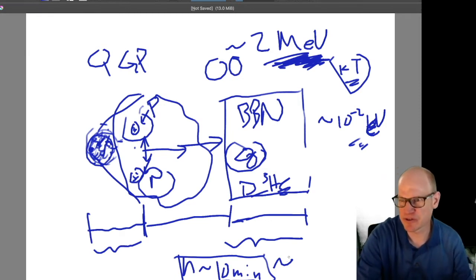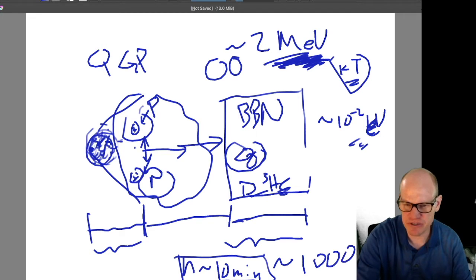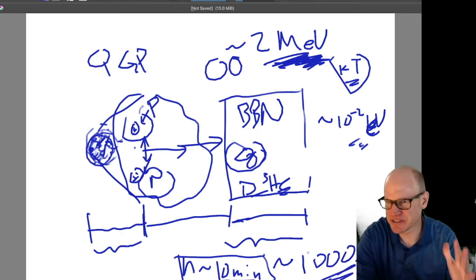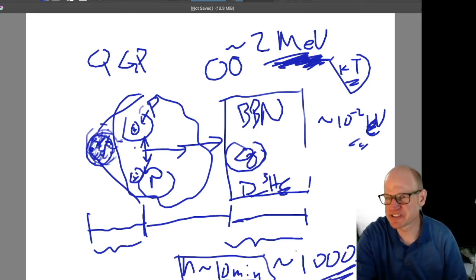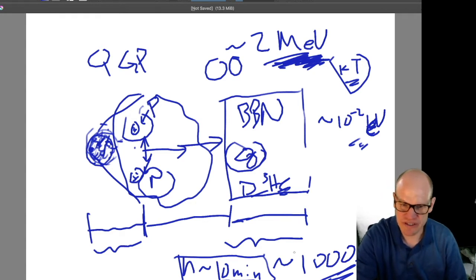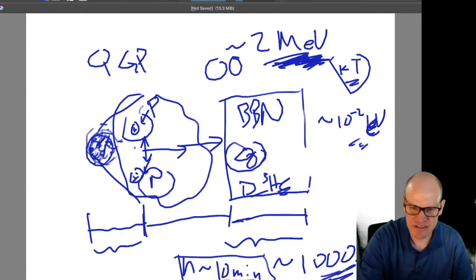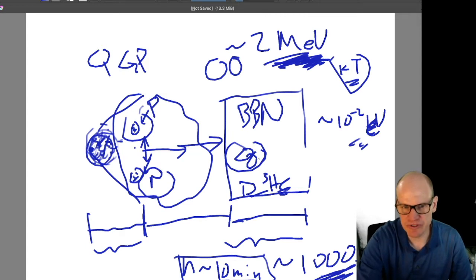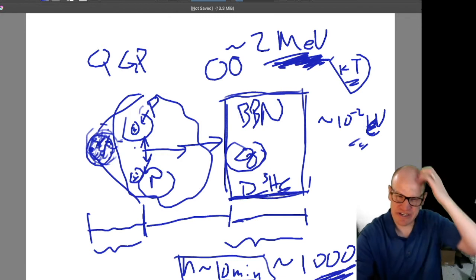There's a famous book called The First 3 Minutes. Other things put it at 1,000 seconds. That's the time scale. Whether it's 3 minutes or 6 minutes or 10 minutes isn't really the important thing. It's on the scale of minutes. 1,000 seconds is about 15 minutes. So protons and neutrons are combining together to form deuterium, helium-3, and so forth. And these are primordial stuff that comes through this era.